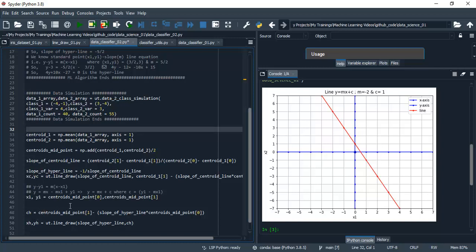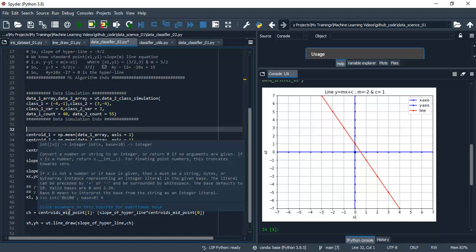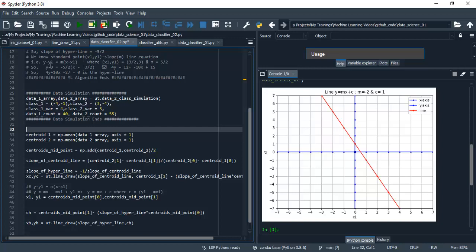So centroid midpoint minus slope of hyperline into centroid midpoint 0. So from the, I think this we have taken from when we draw the slope of this, I think we got this equation. Okay, so we got this equation. So here what will be the slope, because we will have to draw that line, and that is the reason we took. So anyway, how did we get this?